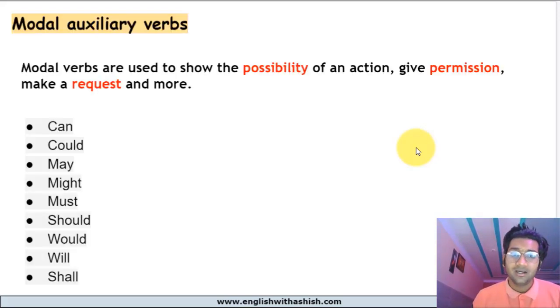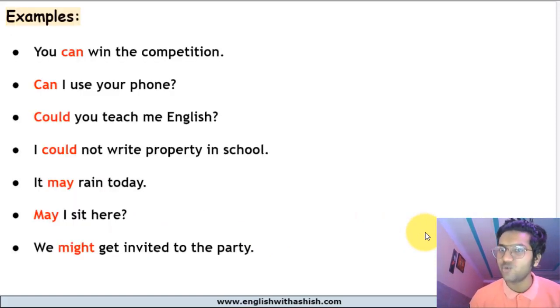Okay. The next type of the helping verb or the auxiliary verb is modal auxiliary verb. We use modal verbs to show the possibility of an action or to ask for permission or to give permission or to make a request and many more things. All right. And these are the modal auxiliary verbs we have in English. Okay. Can, could, may, might, must, should, would, will, and shall. Okay. Let's understand how to use them.